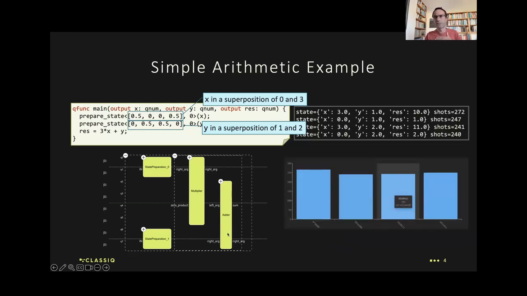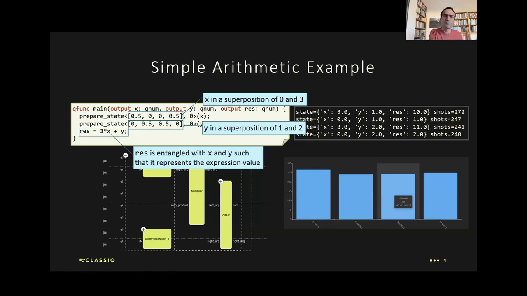And executing this, I can see basically 4 combinations of x and y, right? So x is either 3 or 0, and y is either 1 or 2. So I see the 4 combinations. And lo and behold, I see also the respective evaluation of the expression in res. So it itself is in superposition and entangled with the variables x and y. So that's what I'm sampling. That's also what I'm seeing in the histogram.